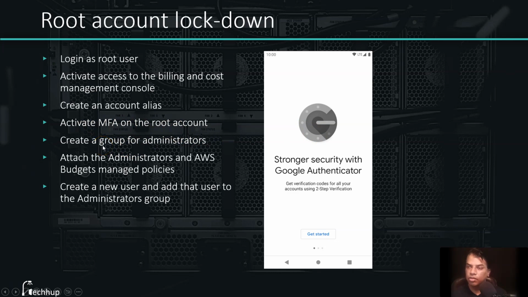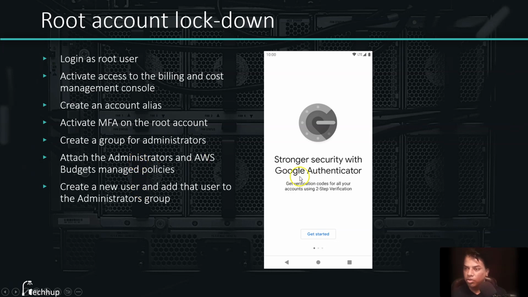And then we will create a group, and attach administrator and AWS budget managed policies to that particular group. Then we will create an IAM user and attach the newly created administrator group to that user, by virtue of which it will get access to the billing console as well as all the administrator privileges.